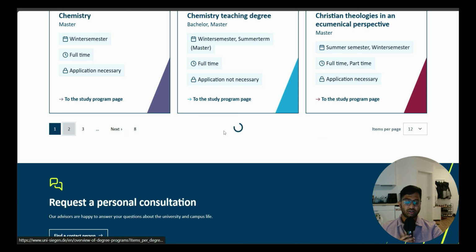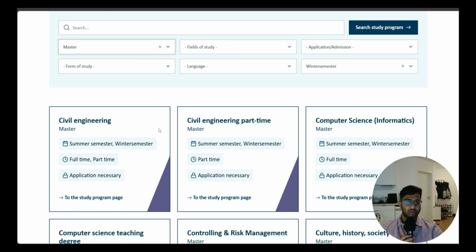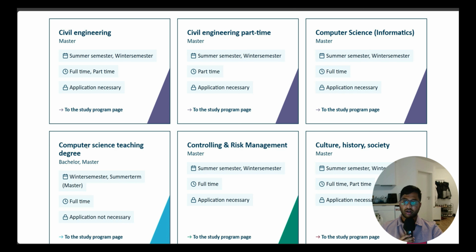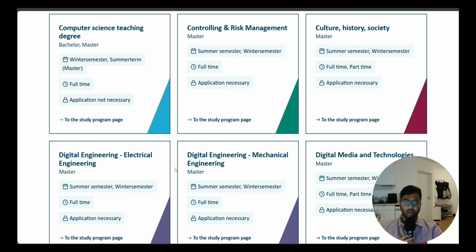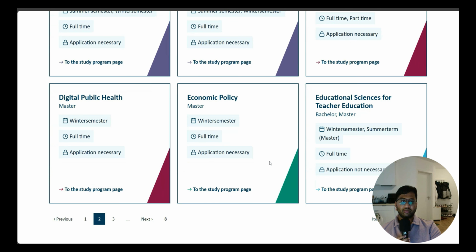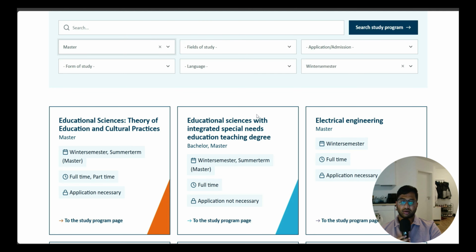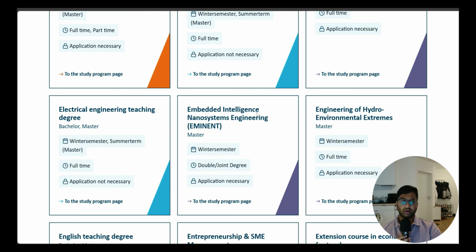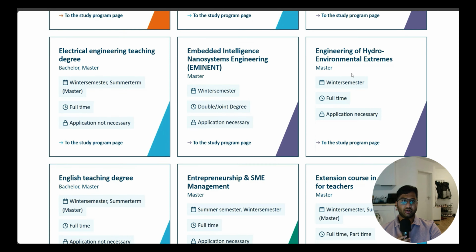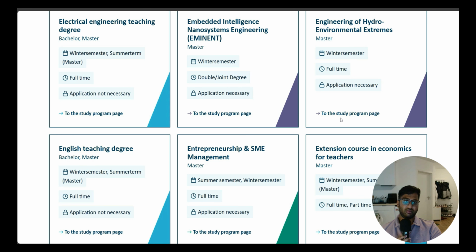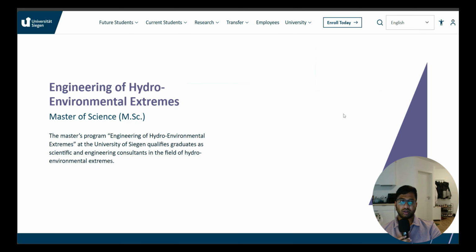In engineering science or mechanical science, you have civil engineering, computer science, cultural controlling and digital engineering, both in mechanical and electrical, and other things. But we are interested in hydro environment engineering, which is here, Engineering of Hydro Environmental Extremes. This is the one that we did the requirement analysis for. So we will go through the study program page.